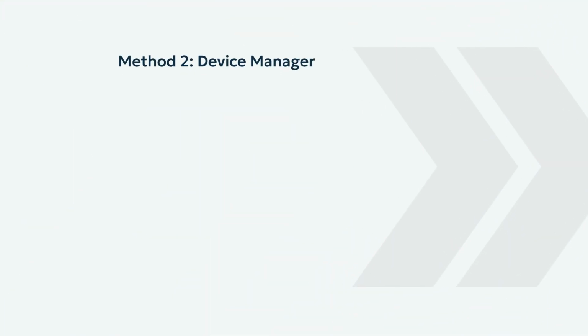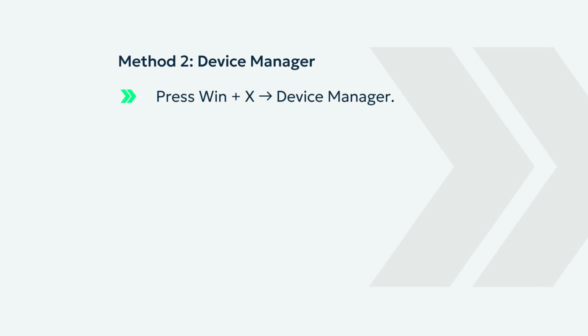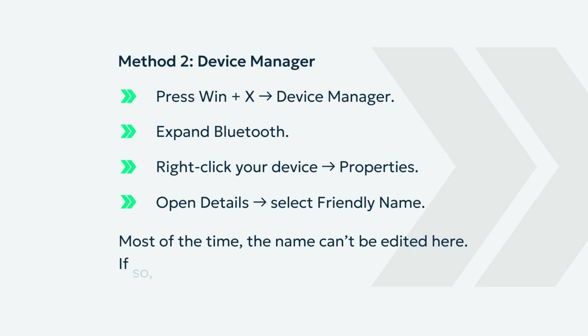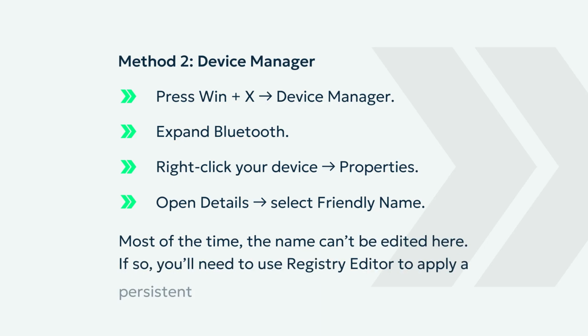For a deeper look into device properties, you can try Device Manager. Press Windows key plus X and open Device Manager. Expand the Bluetooth section. Right-click your device and select Properties. Go to the Details tab and choose Friendly Name from the dropdown. Now, here's the catch. In most cases, the name isn't editable here. If that happens, you'll need to move to the registry editor for a persistent rename.